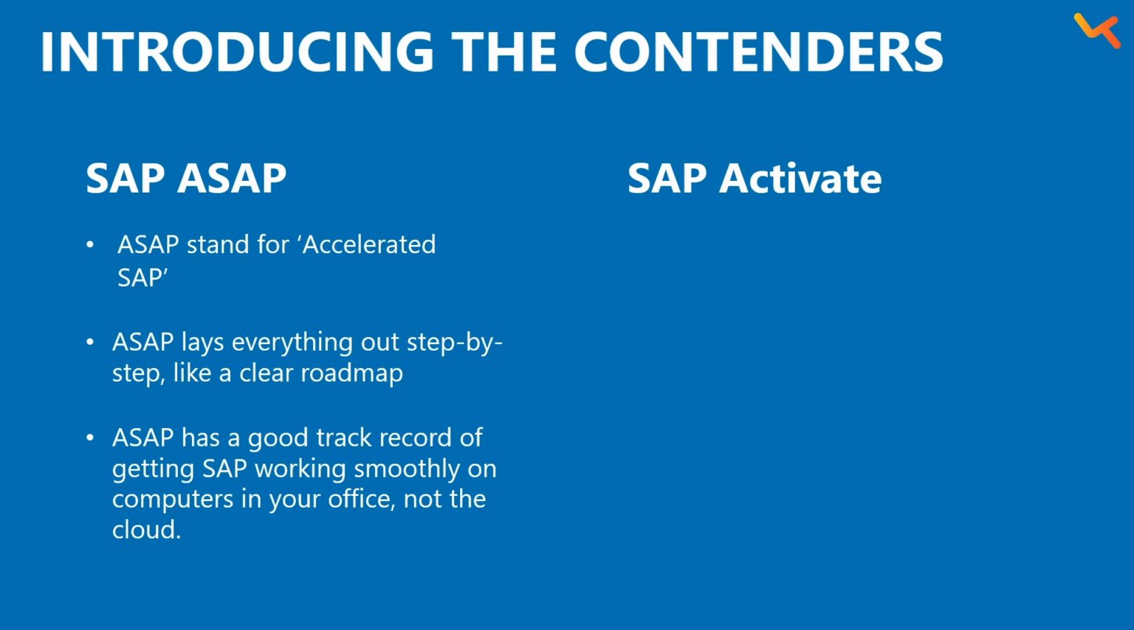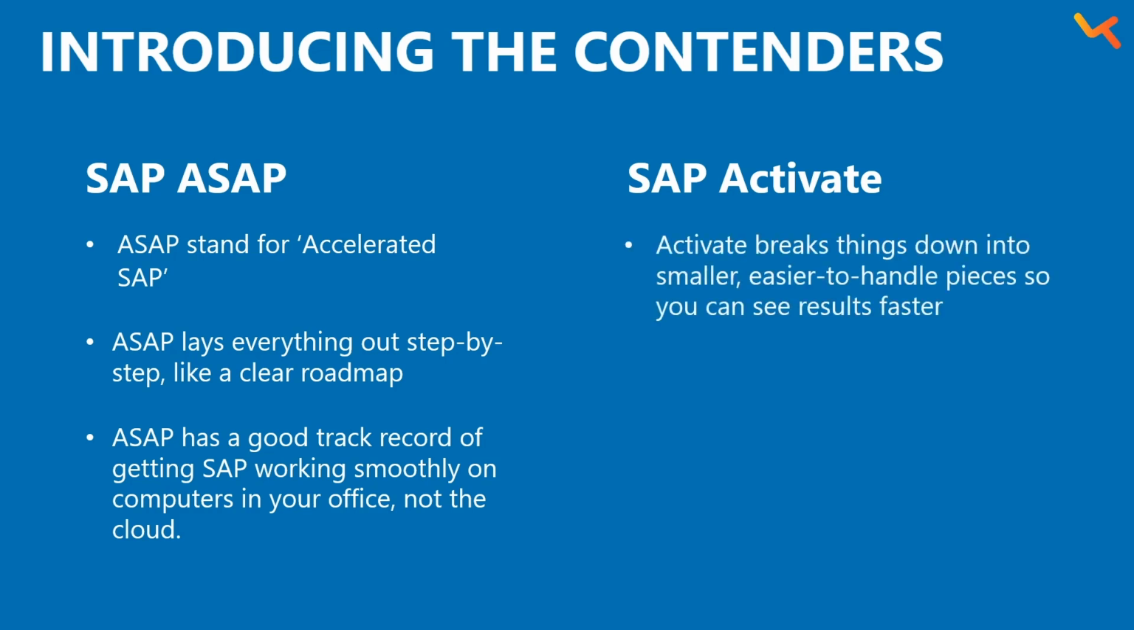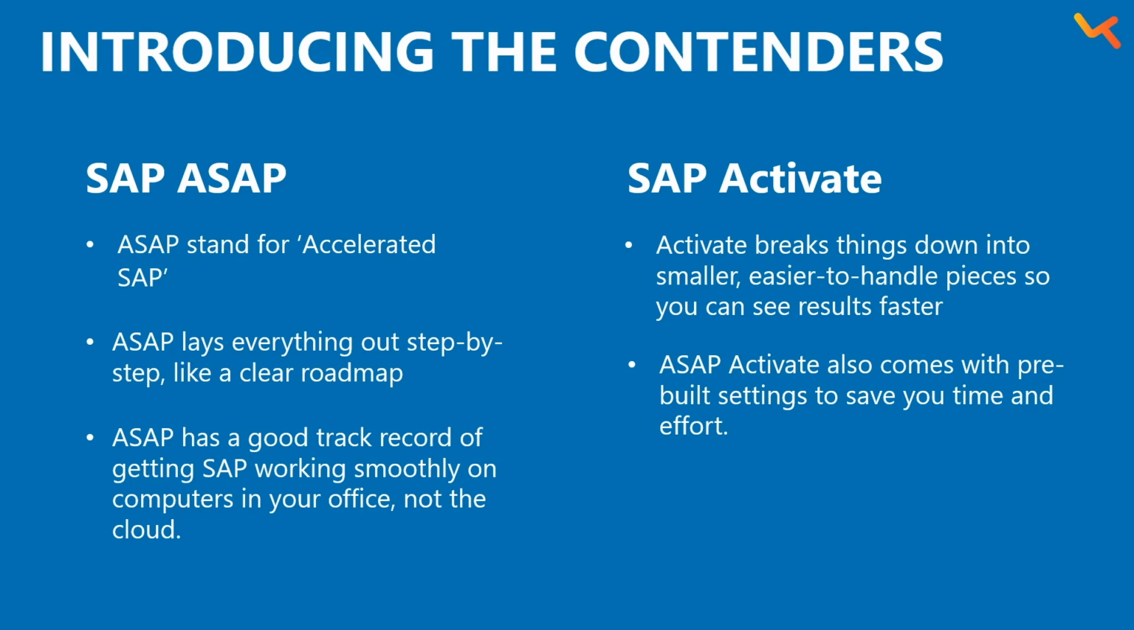Now let us meet the newcomer, SAP Activate. SAP Activate is all about speed. It breaks things down into smaller and easier to handle pieces so you can see the results faster. It also comes with pre-built settings to save your time and effort. Plus, Activate gets your team involved right from the start, making sure everyone is on the same page when it's go time. Breaking down the phases.